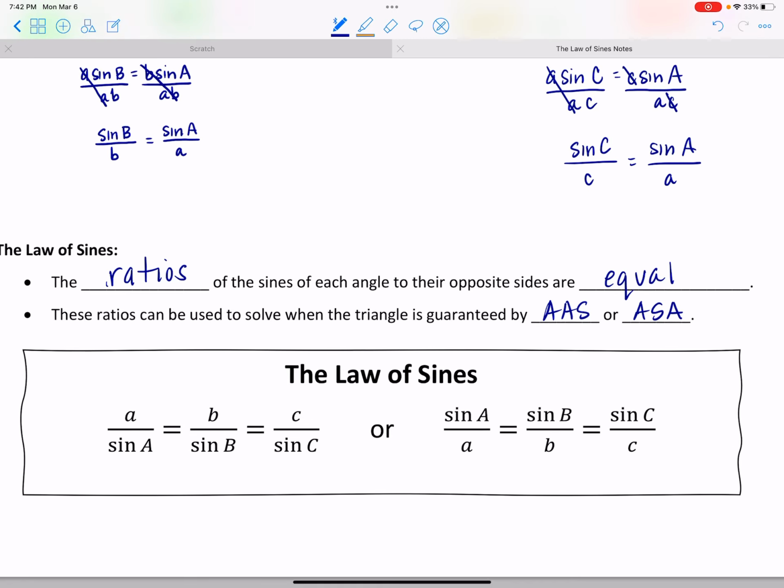So if I write ratios of the sines of each angle to their opposite sides, all of those ratios are going to be equal. And if you prefer the side length on the top or the side length on the bottom, it doesn't really matter. Just be consistent. So any ratio you write, sides on top, angles on bottom, or vice versa, angles on top, sides on bottom. What you don't want to do is flip any of them around. So you don't want to do one with a side length on the top and then one with an angle on the top. So just be consistent and you'll be fine.